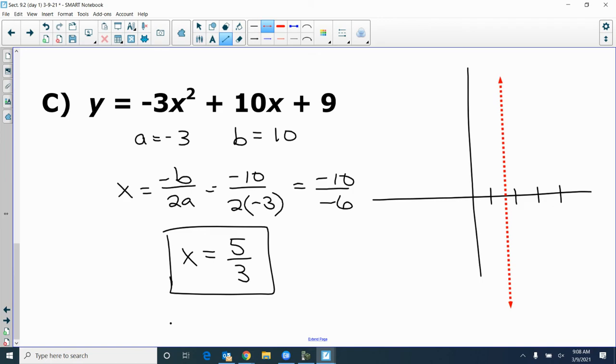That's going to cut it in half. That means my vertex is going to be on that line. Somewhere, and I don't know where it's at, but wherever it is, it's going to go up through that point, and then it's going to open down. So there's a lot of information we can figure out from just looking at this and understanding what we have. So x is 5/3. I don't know exactly where it's at, but I do know it opens down, and I do know the vertex has to be on that axis of symmetry.